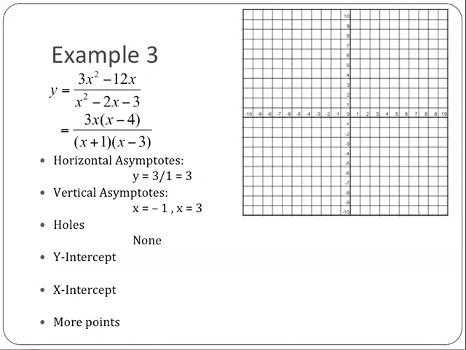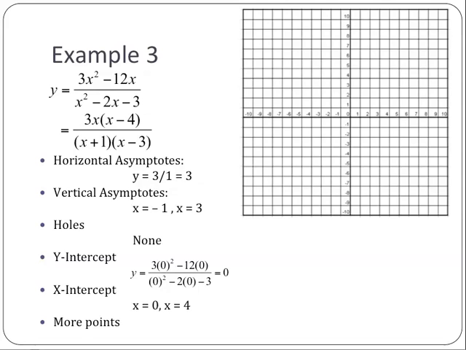The y-intercept, where you set x equal to 0. So we have 0 over negative 3, which is equal to 0. X-intercepts, anything that makes the numerator and only the numerator equal to 0. So that would be at x equals 0 and x equals 4.